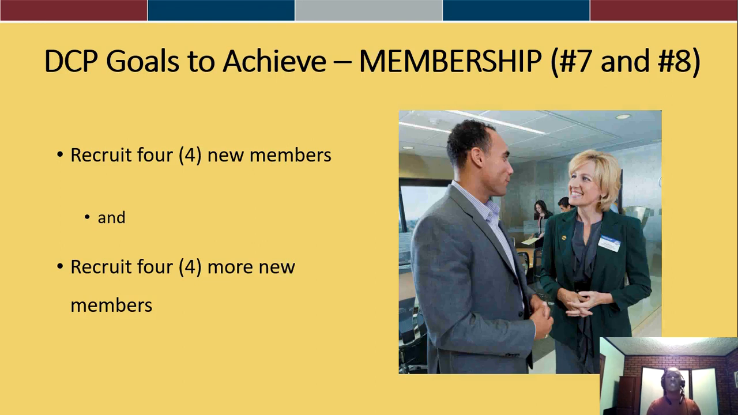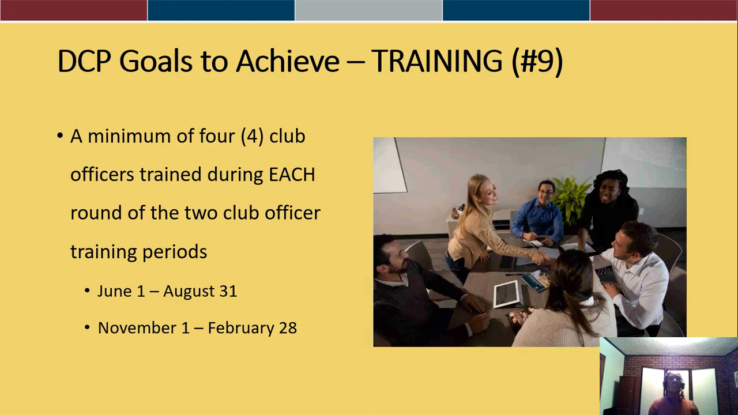Membership recruitment. Goal 7, Goal 8, that's where you're recruiting 4 members and then you're recruiting 4 more members. Making sure you have membership recruitment is important. Goal number 9 is about making sure you can have your officers trained twice a year.